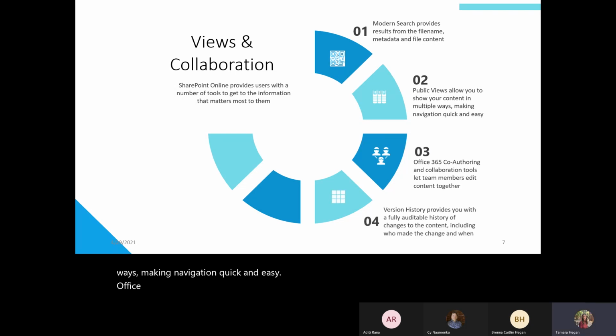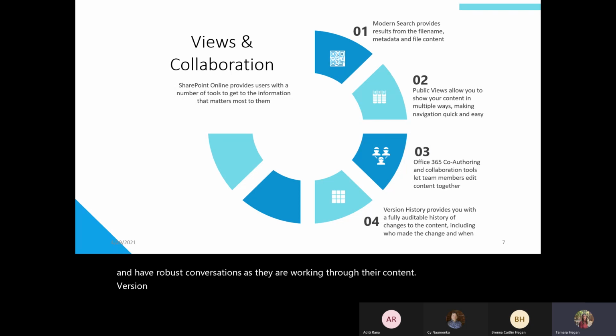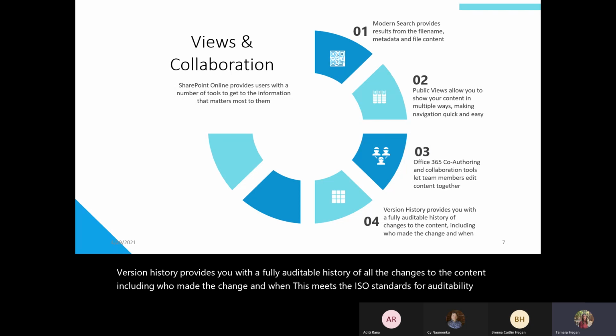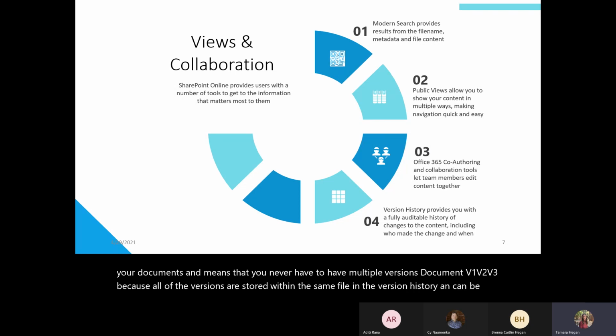Office 365 co-authoring and collaboration tools let team members edit content together and have robust conversations as they're working through their content. Version history provides you with a fully auditable history of all the changes to the content, including who made the change and when. This meets the ISO standards for auditability of your documents and means that you never have to have multiple versions, document V1, V2, V3, because all of the versions are stored within the same file in the version history and can be retrieved or restored if needed.